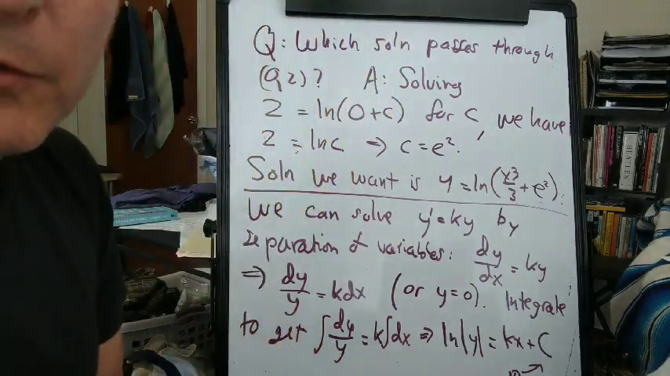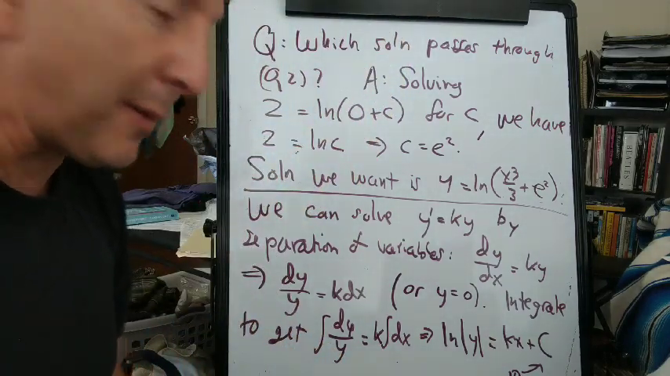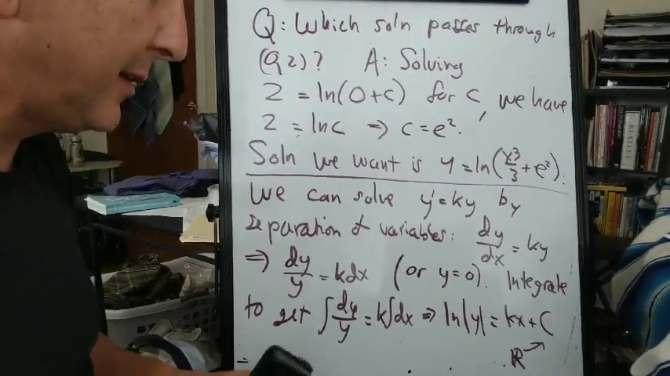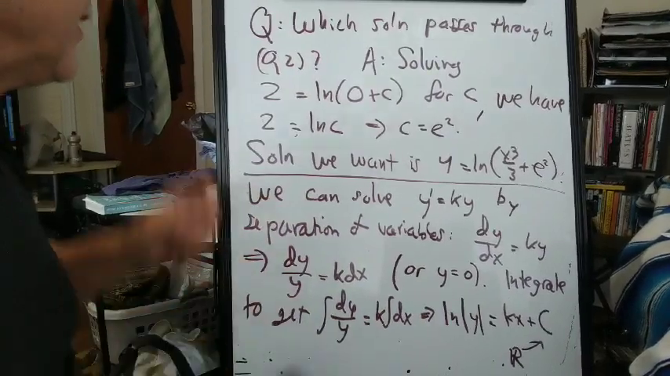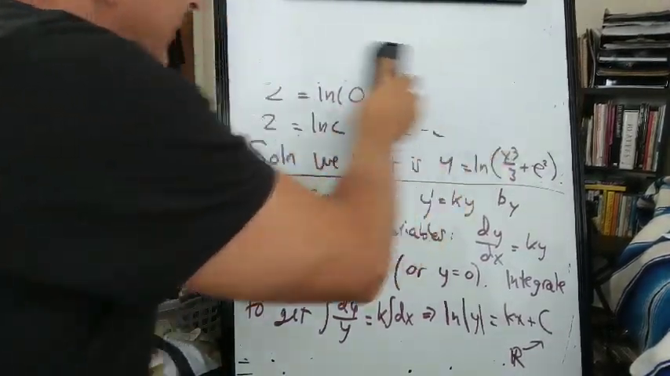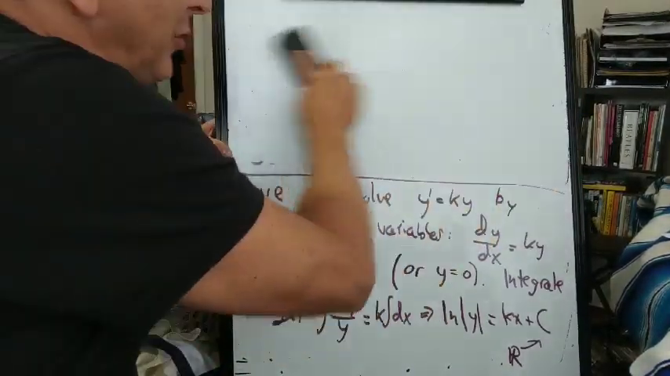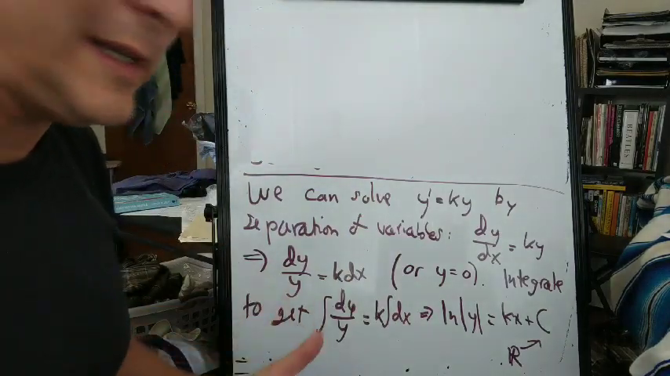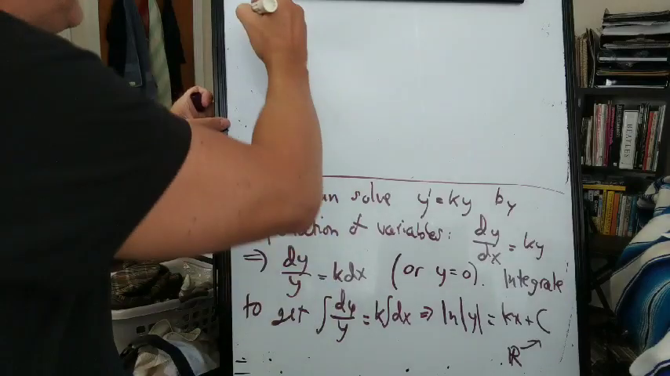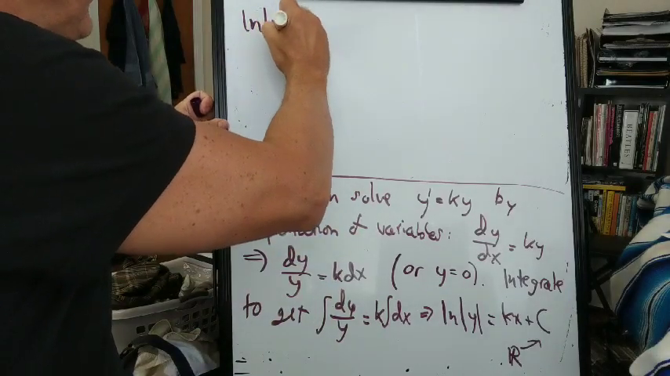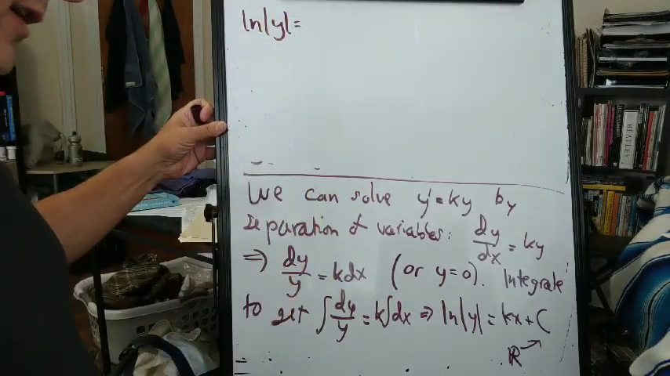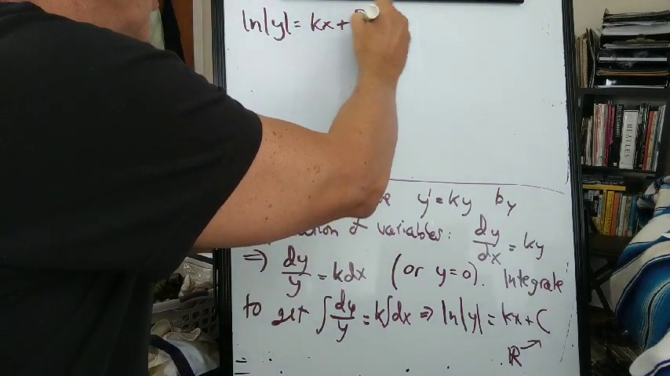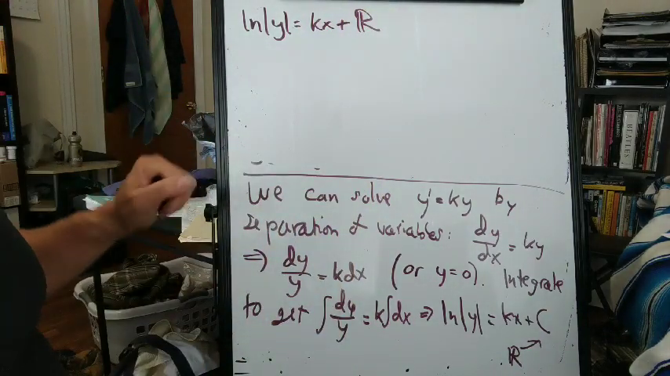In fact, I sometimes like to write the c as capital R for all real numbers in these problems. Write that instead of c, and you'll see why in a second. So we've got an equation with x and y and no derivatives. It'd be nice to have the equation have the form y equals. So let me write that again up here. Log of absolute value of y equals kx plus all possible real numbers.